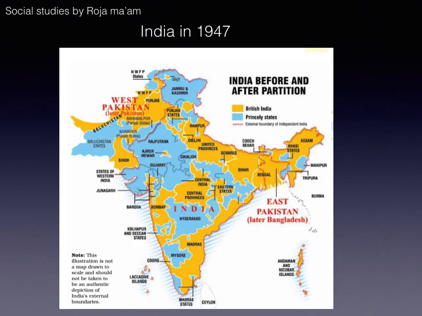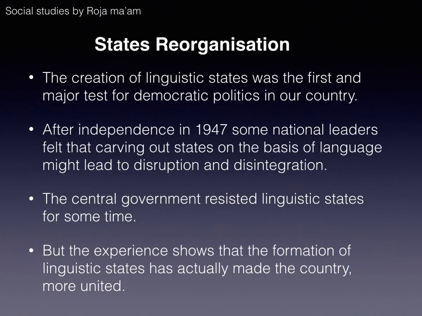This is the map of India at the time of independence. You can see it's completely different from the present. How was the reorganization done? The creation of linguistic states was the first and major test for democratic politics in our country. After independence in 1947, some national leaders felt that carving out states on the basis of language might lead to disruption and disintegration. The central government resisted linguistic states for some time.